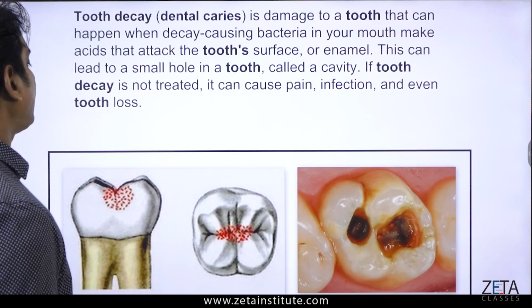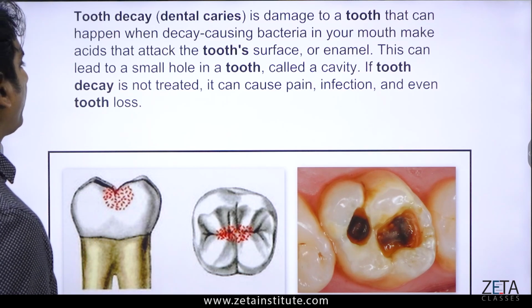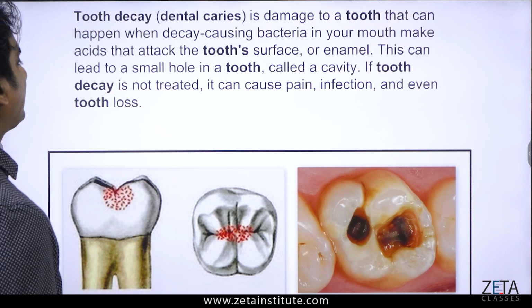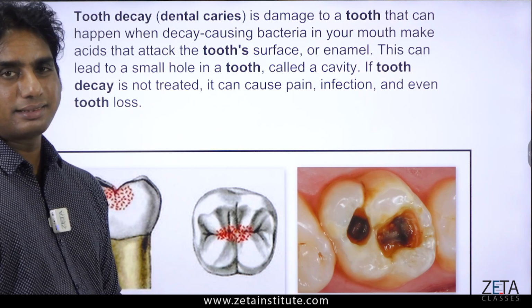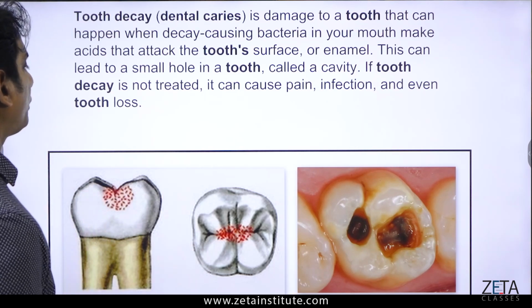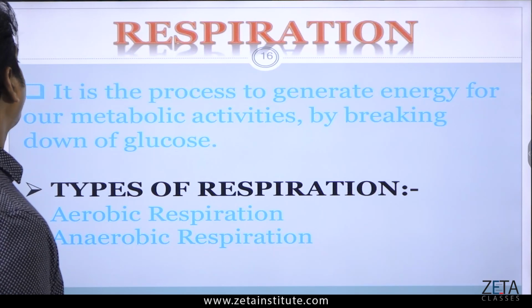Tooth, dental caries, cavities: they are formed because of non-care and the acids that attack the tooth surface or enamel. So that's how the tooth can get damaged. You need to get treated as quickly as possible.